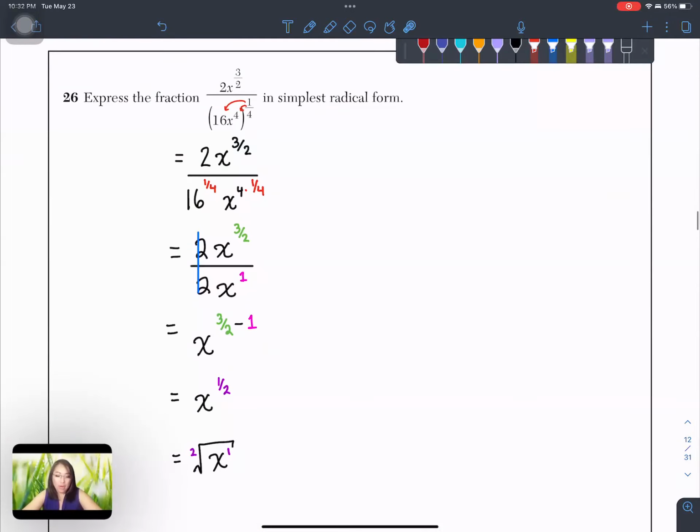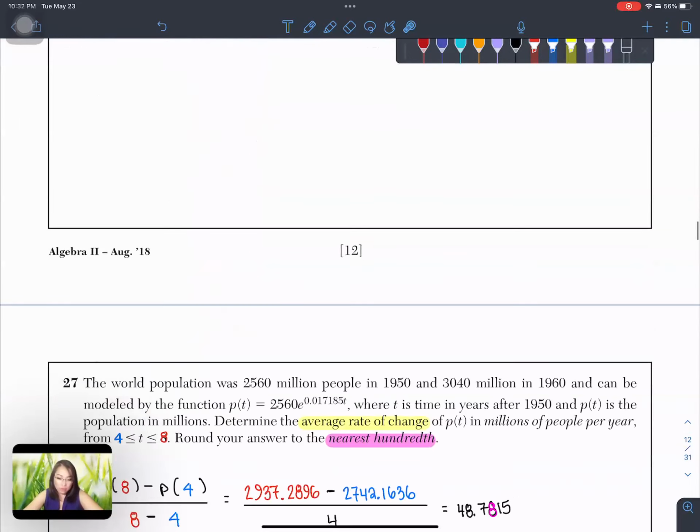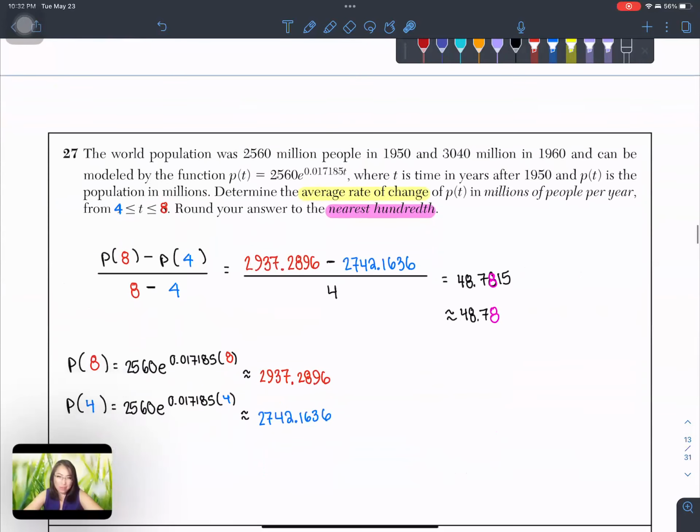I don't know why your copies were wrong. So maybe what I'll do is attach the original copy and just make sure you guys have the original copy. But when you distribute this, 16 to the 1/4 is 2, and this is just 1. The 2's will cancel out, and then the difference of these two is going to be a half, and so it's radical x. But thank you to all those students who let me know, and I'm glad you caught that.